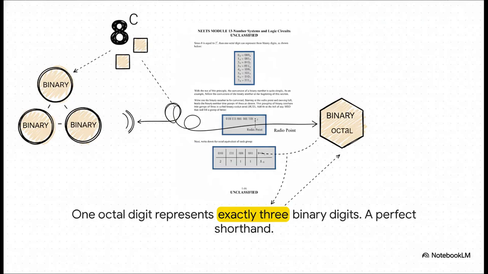And because 8 is 2 cubed, it means that every single octal digit lines up perfectly with a group of 3 binary digits. So what you can do is take some ridiculously long, ugly binary number, break it up into little groups of 3, and then swap out each 3-digit group for one simple, easy-to-read octal digit. It's just a compression tool for our eyeballs.